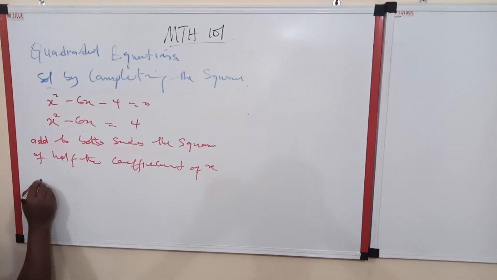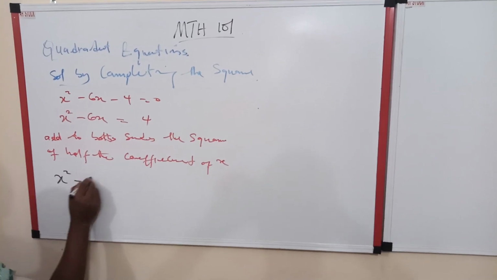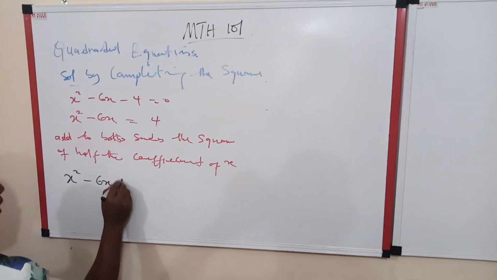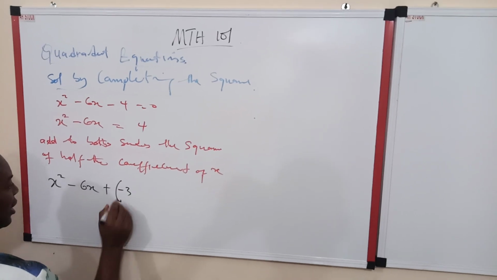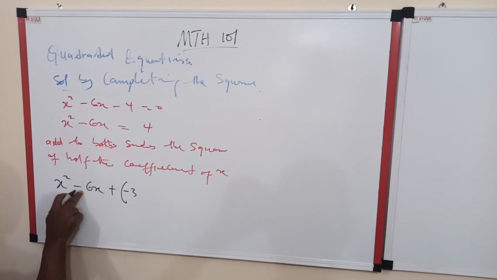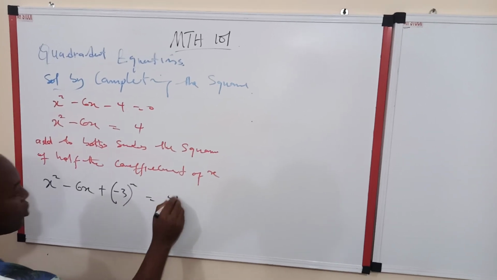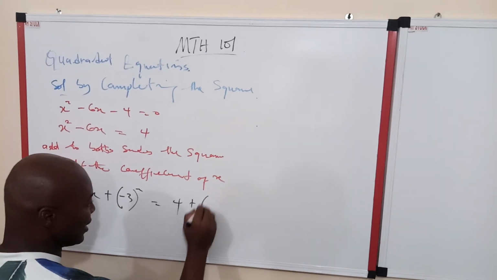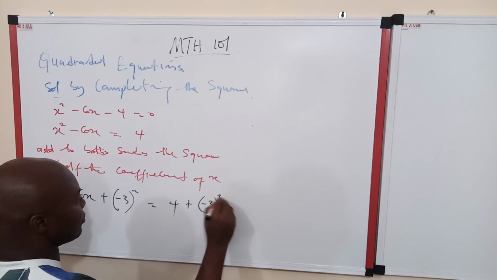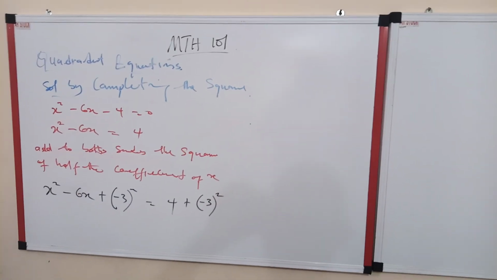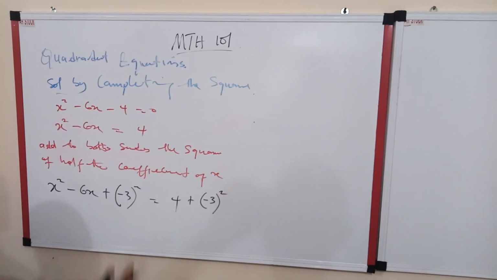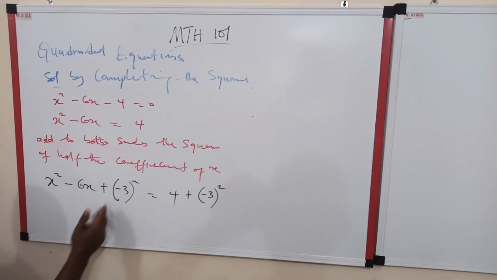So in doing so, we are going to have x squared minus 6x, then we add negative 3, which is half of the coefficient of x here, then we square it, to both sides, is equal to 4. We are adding it to both sides. This we have done. Now after this one, what do we do? You just simplify it, resolve it.